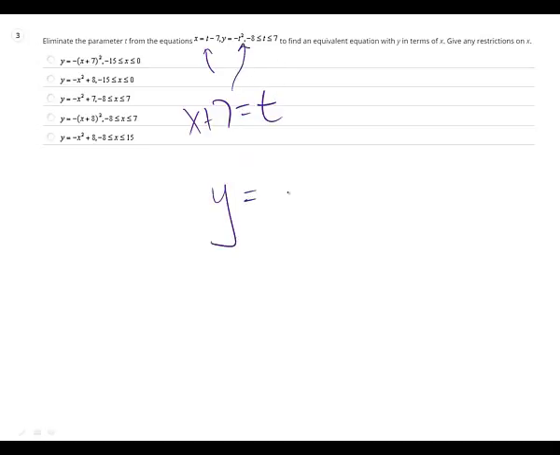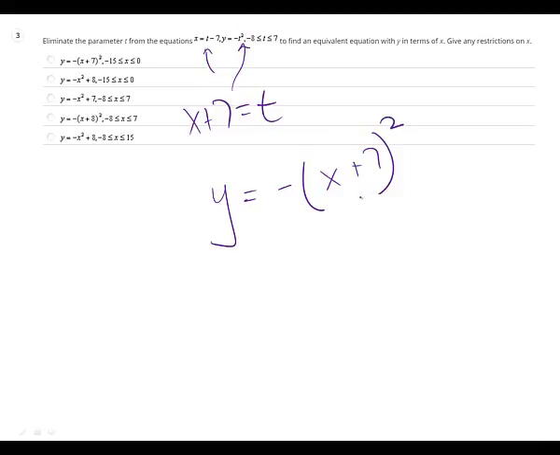I'm sorry it's small. Hopefully it's bigger on your screen. Give me a second to write it down. So in order to eliminate the parameter, I need to choose one of the equations and solve it for t. It's like doing a system of equations. So I moved the 7 over and got that t equals x plus 7. Then I'm going to take that and substitute it into the second equation, which is what I did here.